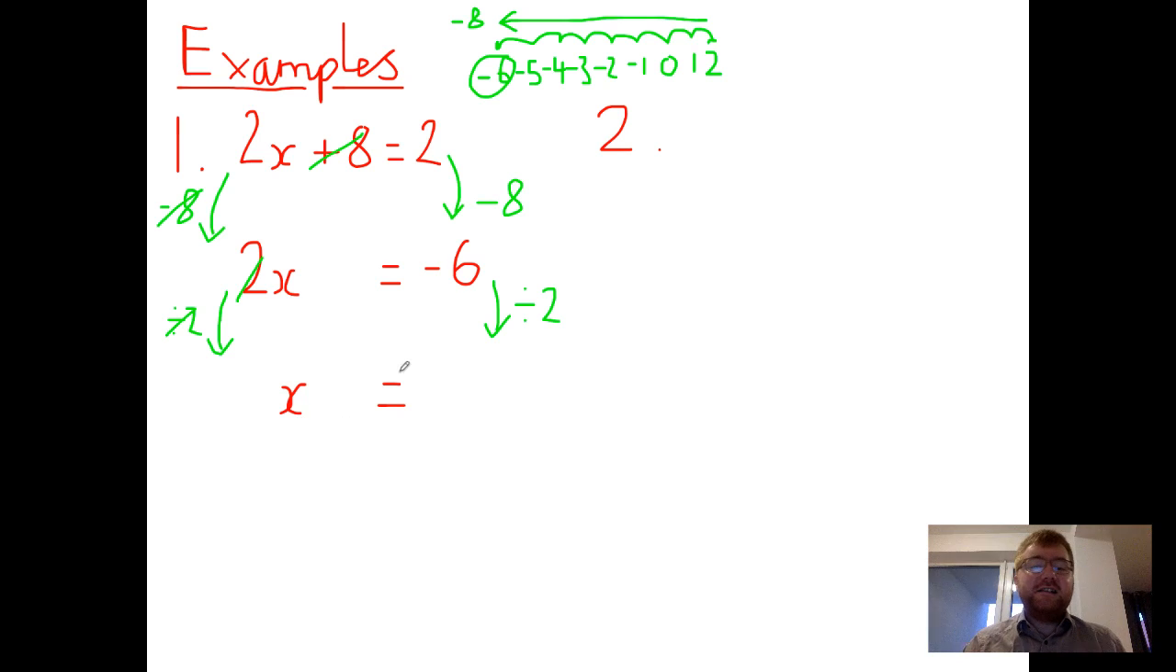So x is equal to, well, let's figure this out. So minus 6 divided by 2, well, 6 divided by 2 is 3, and a minus divided by a plus is equal to a minus. So we get the answer of minus 3.